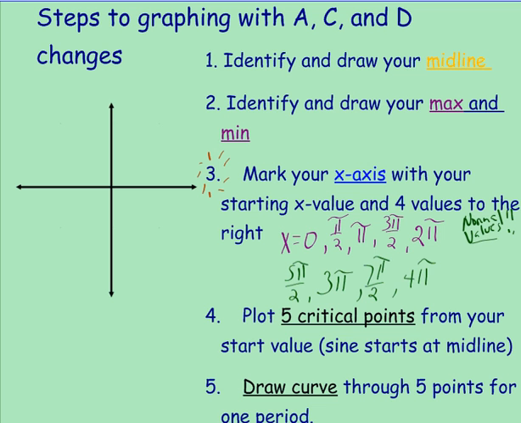And like I said before, all of these can go negative. You would just need to make sure that you're working backwards. So 0, negative pi over 2, negative pi, and so on and so forth. So let's pull in here would be our midline, our maximum and minimum. And this is how I want you guys to start marking your x-axis. So here would be the starting value. So whatever that C value is would go on this line.